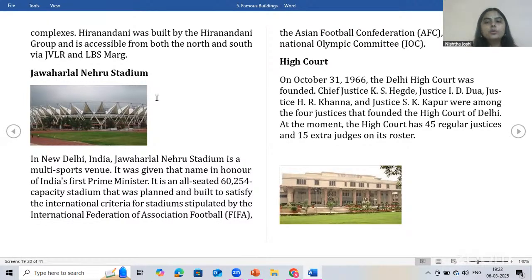Next one is High Court Building of New Delhi. It was constructed in 1966, founded by some prominent figures from the judiciary background in India. You can see the design of the High Court Building. It looks like a rather simple structure as compared to all the other ones that we have studied, but it is one of the earliest judicial buildings that was designed after independence. So it is very prominent for Indian architecture.